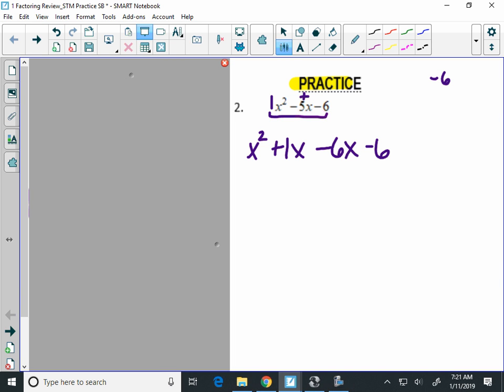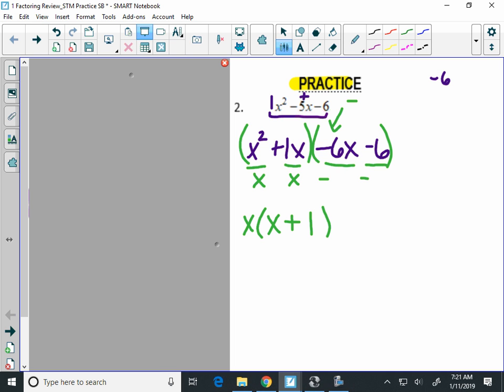All right, now here I can go ahead and start grouping first 2 terms and last 2 terms. From the first group, my GCF is just an x. So I'll have an x in front times x plus 1. Notice my third term is negative, so my GCF is going to be negative. And it looks like I can pull out a -6. When I divide a negative out, -6 divided by -6 is a positive 1, x plus 1.